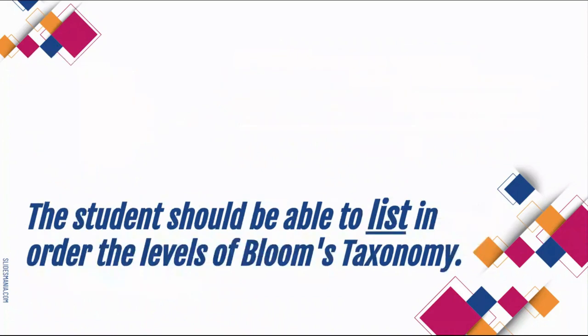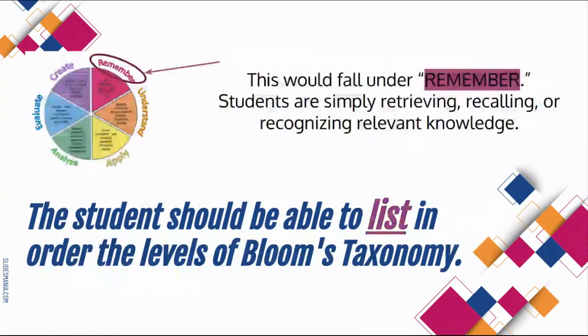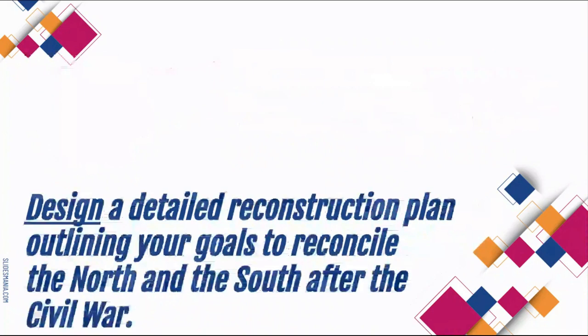Next, we have one that I might have for you guys, or Miss D might have under her learning objectives. The student should be able to list in order the levels of Bloom's taxonomy. Now, while this might be challenging for some of you, this is falling under the lowest level, and remember, all we're asking you to do is simply retrieve, recall, or recognize relevant knowledge. This might be difficult, right? Some of us struggle with remembering or memorizing, but it's not any sort of higher level thinking. So this is why we say this is that lower level when you're just asking to memorize.